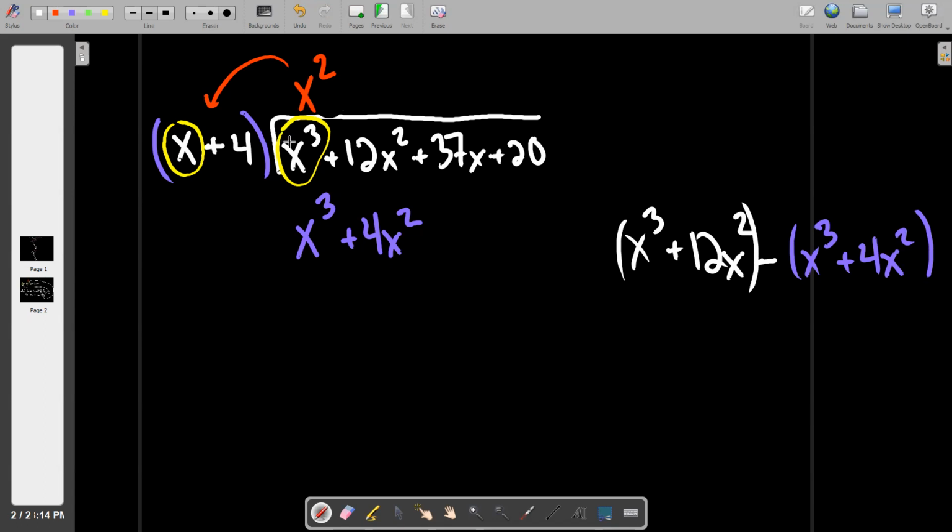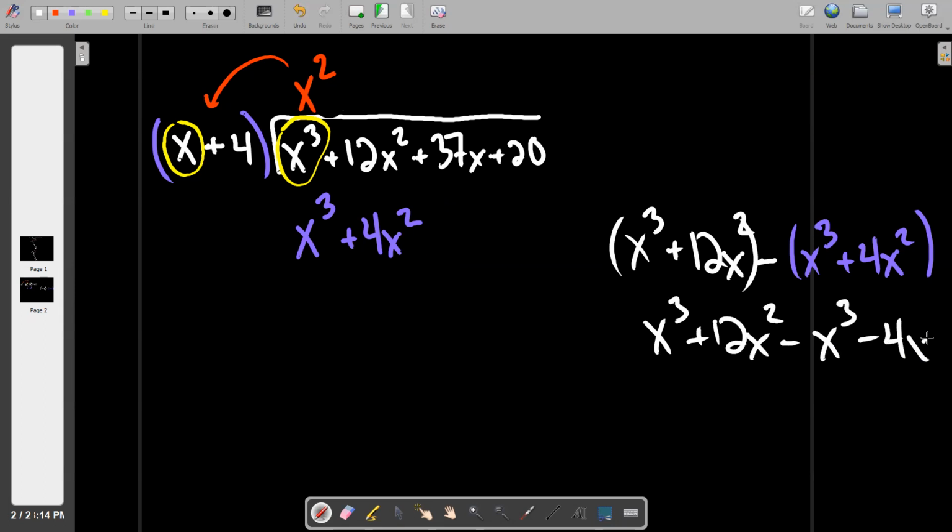Here, let me use some parentheses to show you. There's this guy, and there's this guy. And you know we're supposed to now do this minus this. What do we do, Micah? Say it. Nice job. So this is x to the third plus 12x squared minus x to the third minus 4x squared.